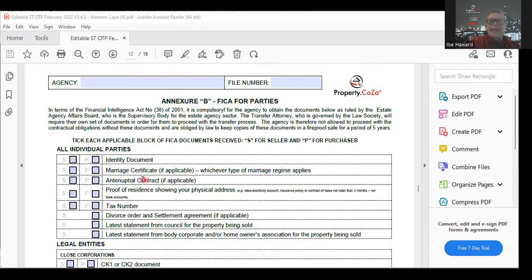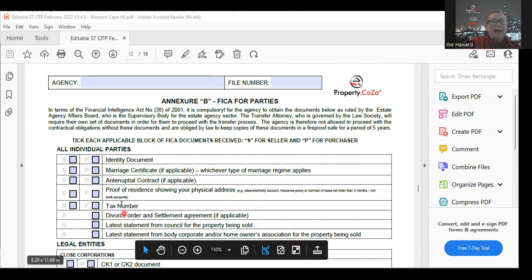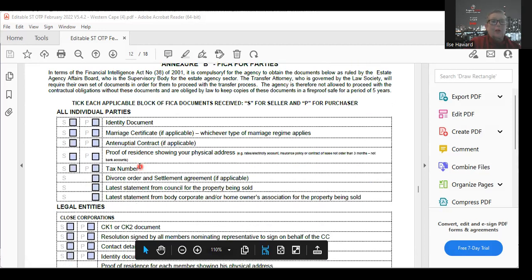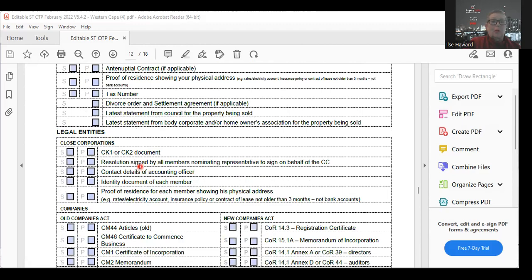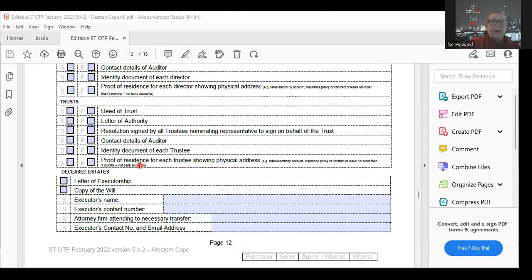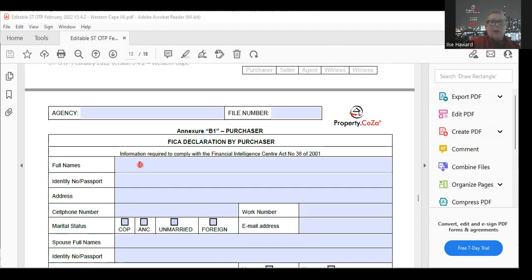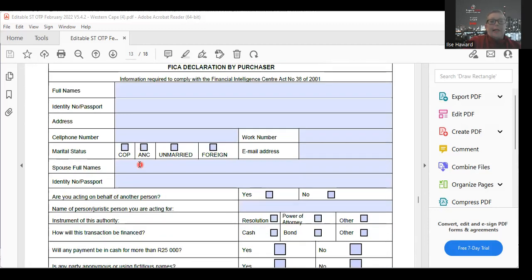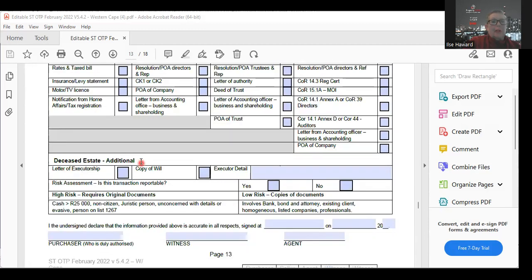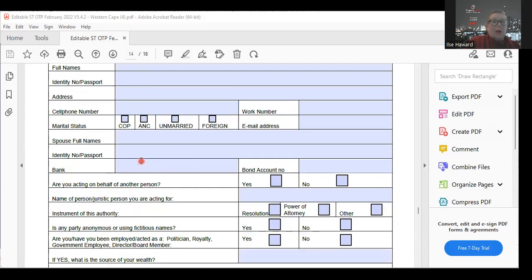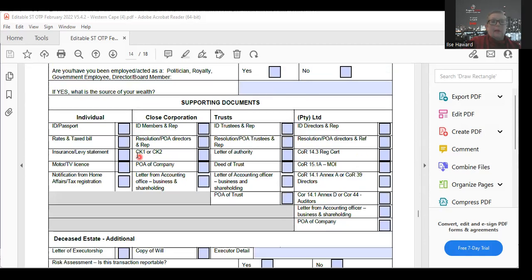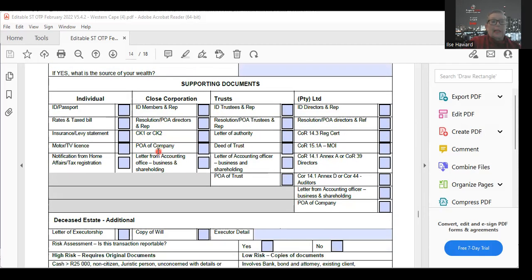Annexure B is a very nice checklist for the documents that are needed. The S stands for seller, the P stands for purchaser. Just tick off what you have, but there's also a checklist as to what needs to be added as supporting documents and FICA. The FICA declaration by the purchaser is important to be filled in, and the seller as well. All the supporting documents are mentioned again here.